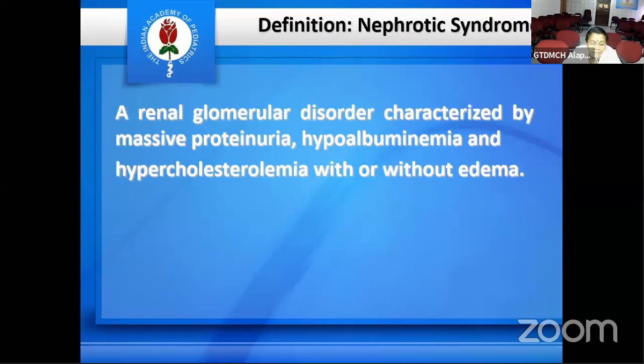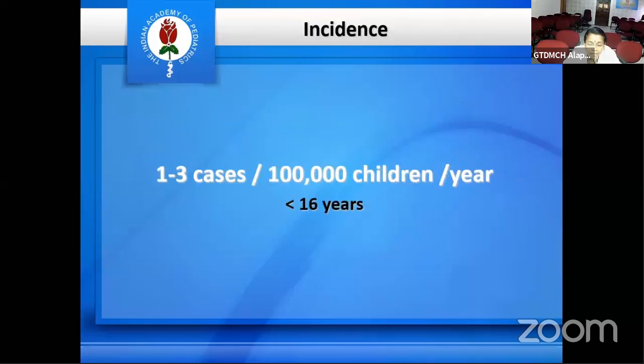By definition, nephrotic syndrome is a glomerular disorder characterized by massive proteinuria, hypoalbuminemia, hypercholesterolemia with or without edema. Of these, proteinuria is the first thing to happen. Following that, the patient develops hypoalbuminemia, hypercholesterolemia, and edema. The incidence of nephrotic syndrome is 1 to 3 cases per 1 lakh children below 16 years of age.